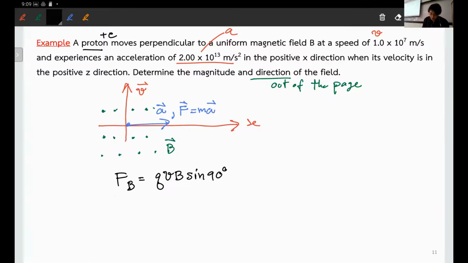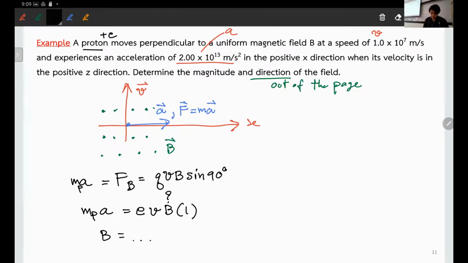So in this case, the force is known. You just set the F to be mass times acceleration, and that would be the mass of the proton. You can put the subscript P if you want to. And Q is just E. So let me write it one more time here. Mass of the proton times the acceleration is going to be E, which is the electric charge, but it's positive in this case. The velocity is known. This is what you want to figure out. Sine 90 is 1. So you should be able to calculate the B very easily from there.